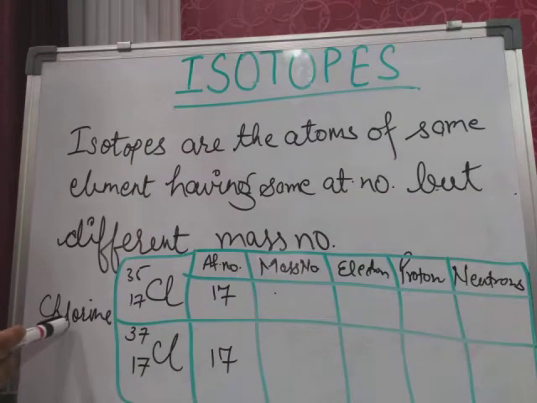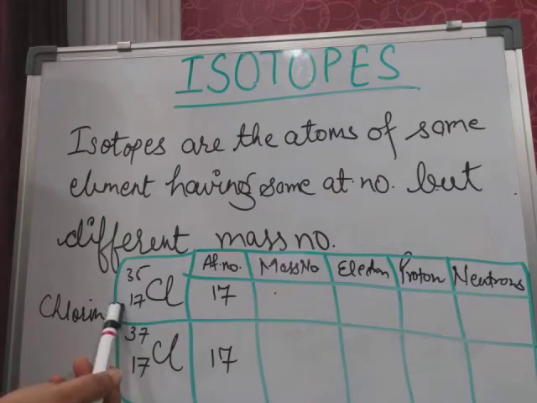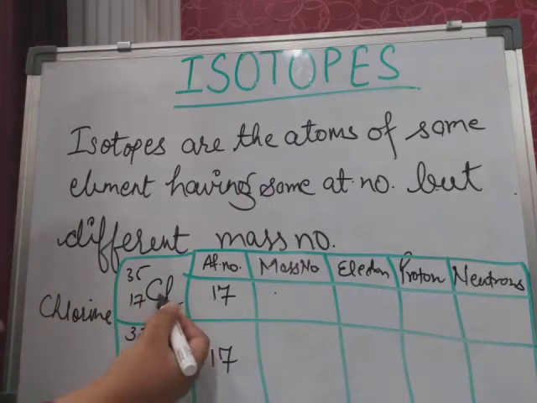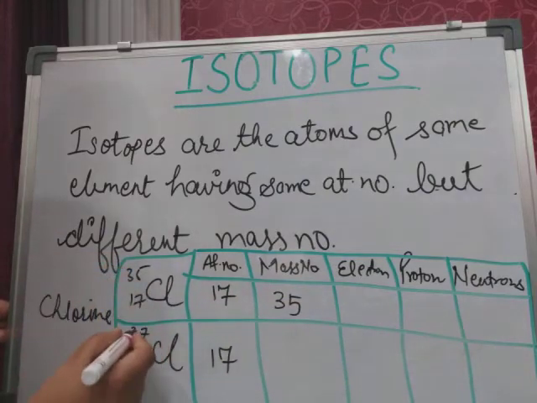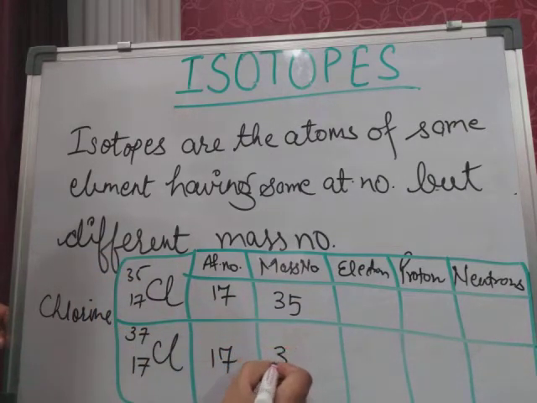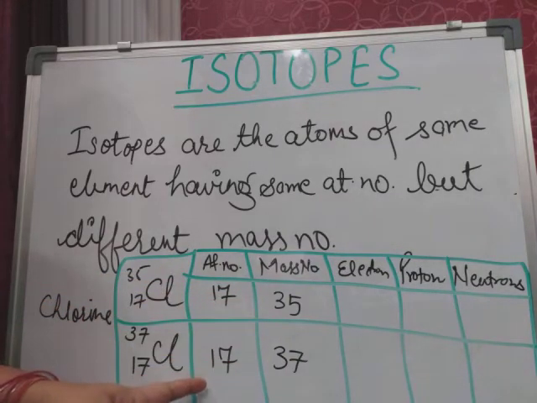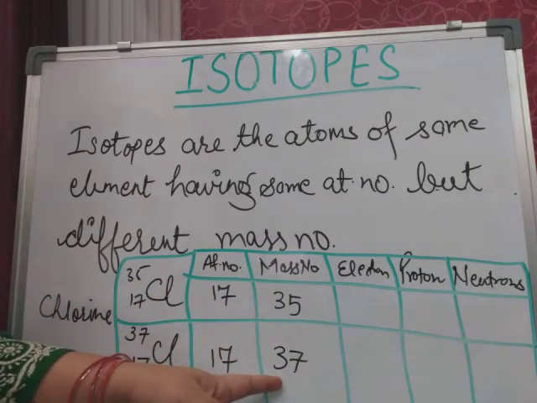Here we will take an example of chlorine. Chlorine has two isotopes having the same atomic number. See, both have atomic number 17 and their masses are different. The mass number of this chlorine is 35, and the mass number of this chlorine is 37. So their masses are different, having the same atomic numbers but different mass numbers.